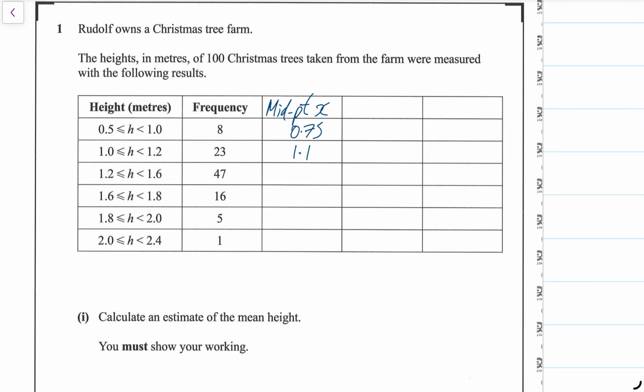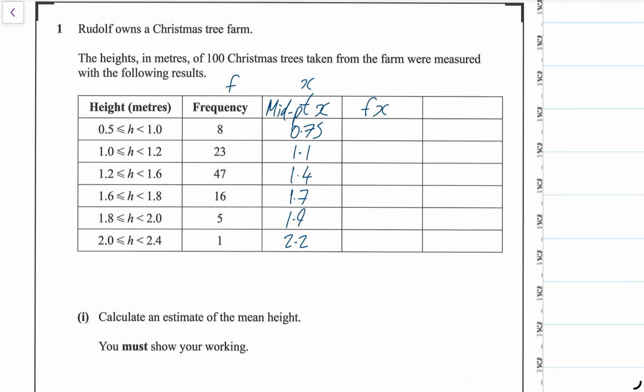Do that all the way along. 1.2 plus 1.6 divided by 2 is 1.4. 1.6 plus 1.8 divided by 2 is 1.7. 1.8 plus 2.0 and then divide by 2 is 1.9, and 2.0 plus 2.4 and divide by 2 is 2.2. Right, this is your F column. This is obviously your X column.